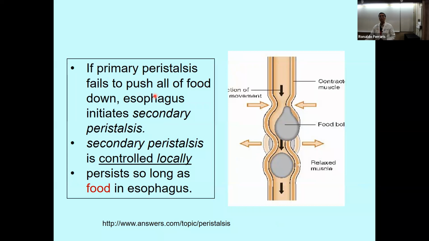And let's say you swallowed something and it's stuck in your esophagus. How many of you have had that experience? Right? The problem is that your esophagus doesn't like to be distended. Anything that's inside, it dislikes it a lot. So if your primary peristalsis is insufficient to push the food all the way down and it's stuck in your esophagus, then it initiates a secondary peristalsis.